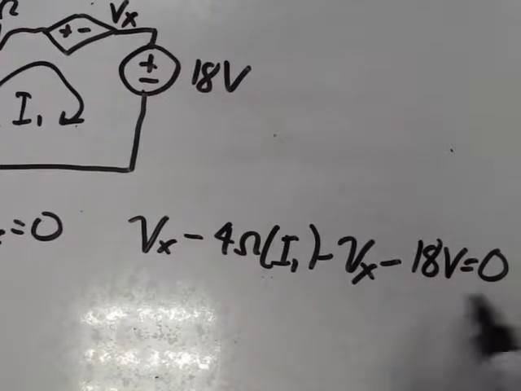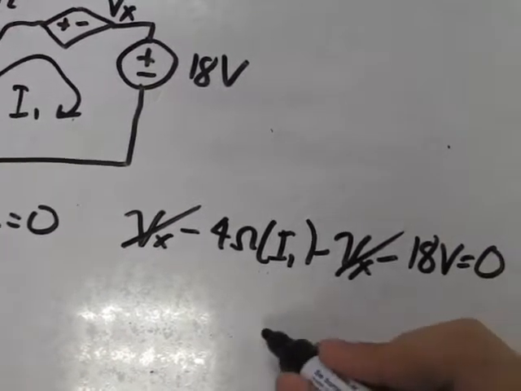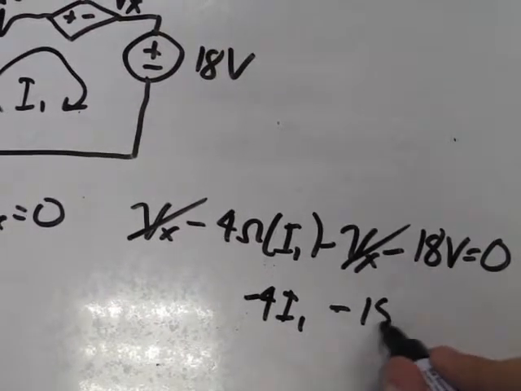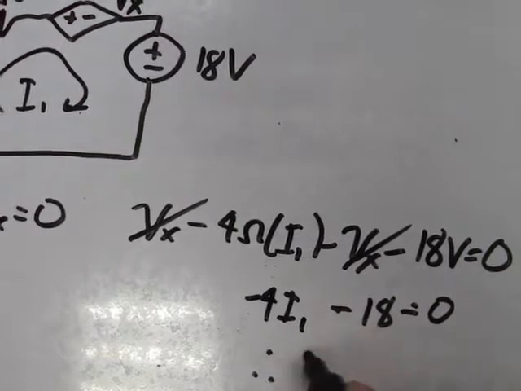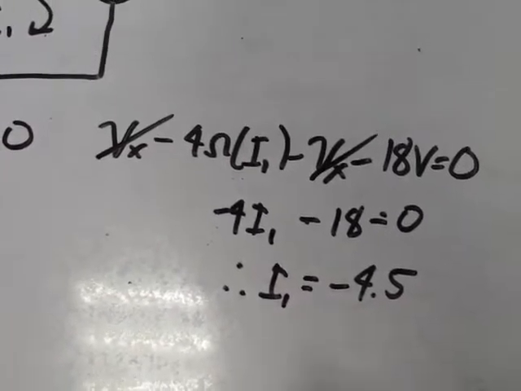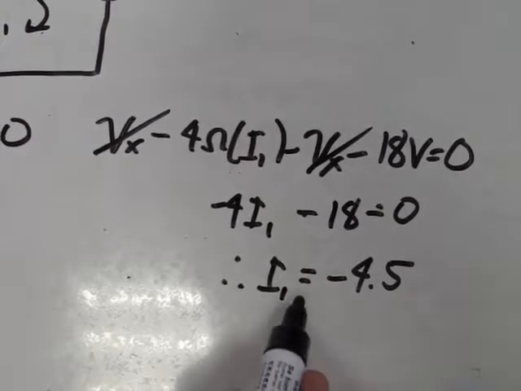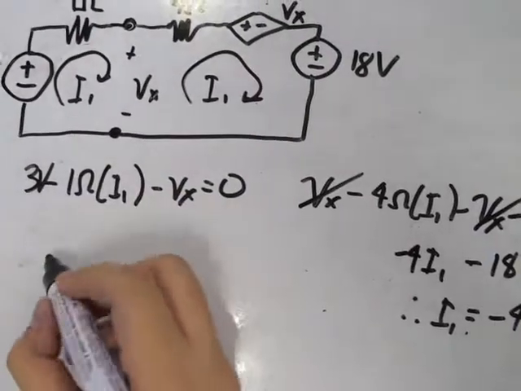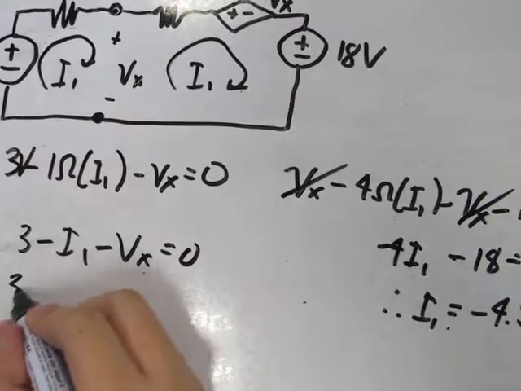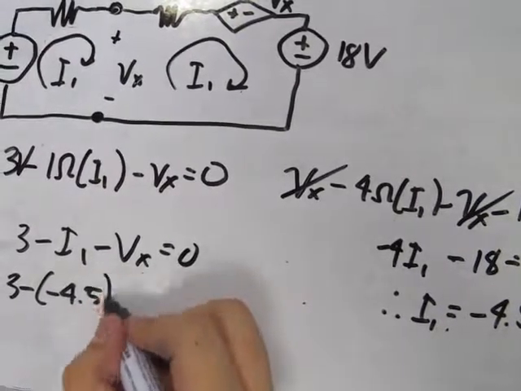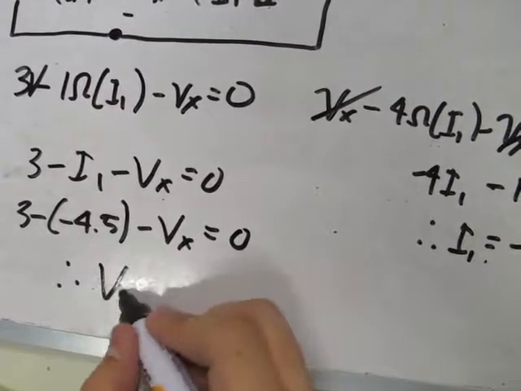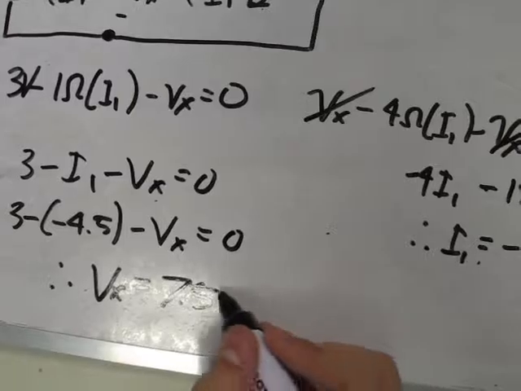In this equation, we can cancel Vx. Then we have negative 4 I1 minus 18 equals 0. Therefore, we have I1 equals negative 4.5. Since we have I1, we can substitute this I1 in this equation. So we now have 3 minus I1 minus Vx equals 0, 3 minus negative 4.5 minus Vx equals 0. Therefore, Vx will be 7.5 volts.